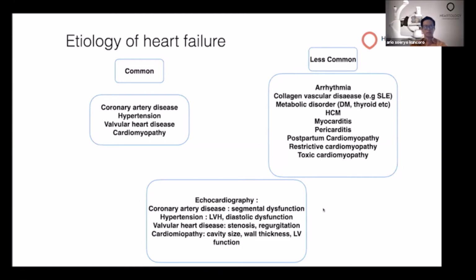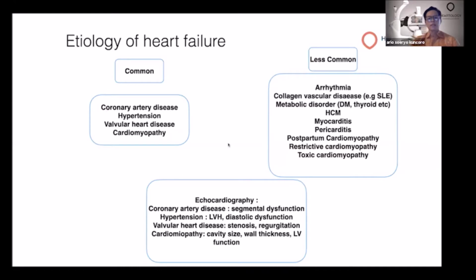And in terms of heart failure in ischemic heart disease, you can see that echo is able to pick up the first sign of ischemia during rest or stress, with a segmental dysfunction, or maybe even left ventricle systolic or diastolic dysfunction. And of course, the role of echo is really very important in terms of valvular heart disease, when the echo is able to explore the structure of the valves and also the function of the valves.